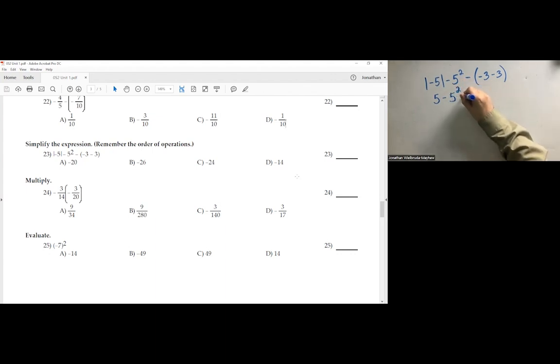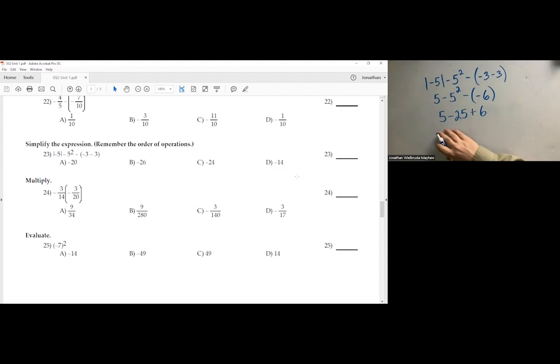We have another grouping symbol. In here, we have negative 3 minus 3, or negative 3 plus negative 3. That's negative 6. Exponents next. 5 squared is 25. And then we have this minus a negative. We can change minus and negative to plus.